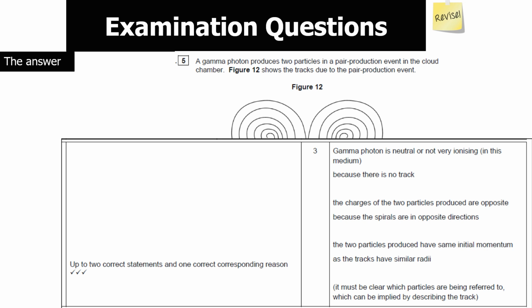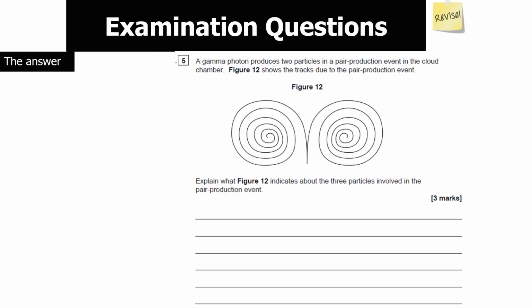So therefore we know that R equals mv over BQ. So if R is the same, mv must be the same. Now finally, if you look at this picture, you'll notice that there's no track before the event takes place.